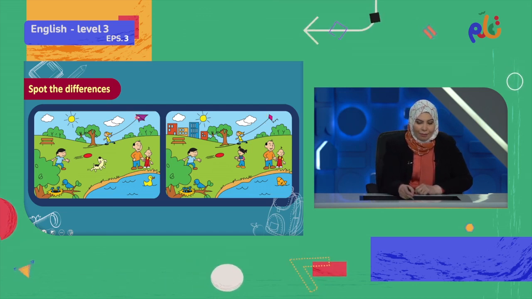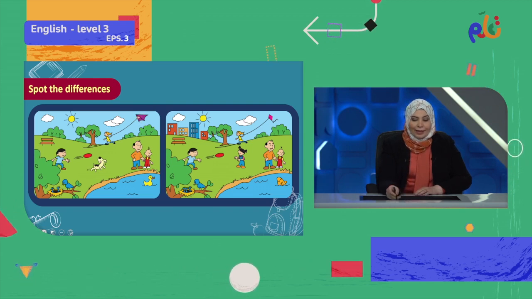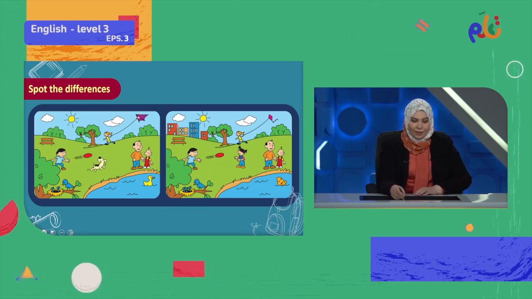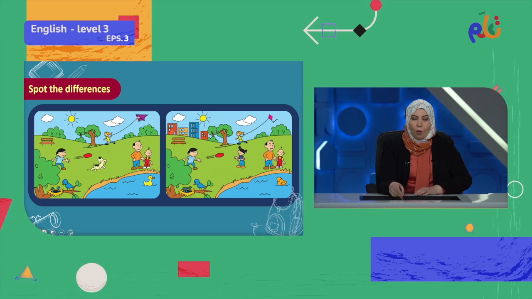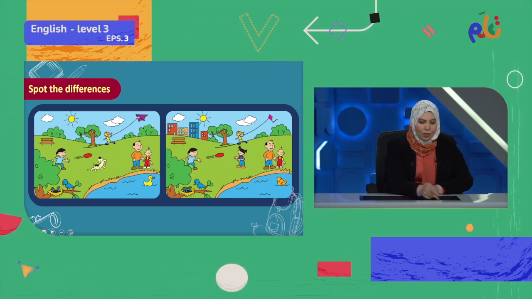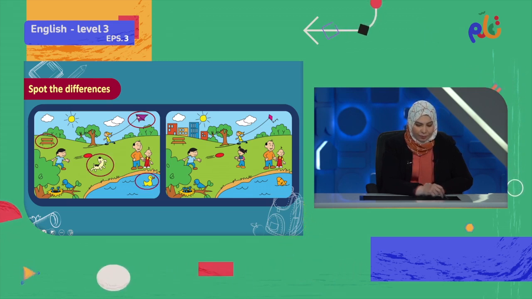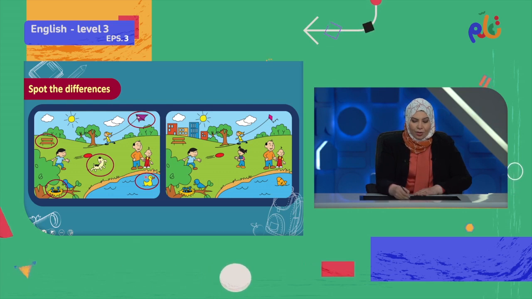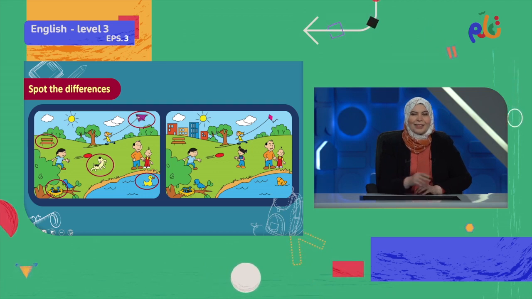Okay, what else? Yes, in the first picture, the kite is small and pink. But in the second picture, the kite is big and purple. And the last difference, the 5th difference, is here. In the first picture, we have 1, 2, 3, 4 buildings. And in the second picture, we have just trees. So here are the differences that we talked about: the duck, the dog, the birds, the tree, and the kite.